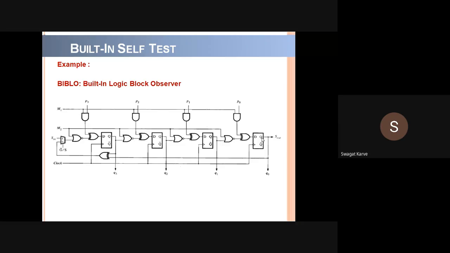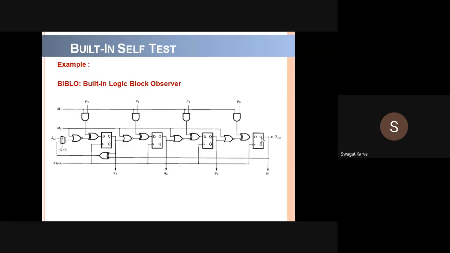ओके, now what will happen in case of scan mode? That means M1 is equal to 0, M2 is equal to 0. Scan mode मध्ये काय करतं? In case of scan mode, the storage elements are configured as a scan path. म्हणजे जे आपण मगाशी सर्किट बघितलं ते स्कॅन मोड मध्ये इथे बिल्ट इन लॉजिक ब्लॉक ऑब्झर्वर वर्क करणार. कधी? 0 0. फॉर 0 0 कंडिशन, that means M1 is equal to 0, M2 is equal to 0. It will work in a scan mode, that means scan path test circuit.